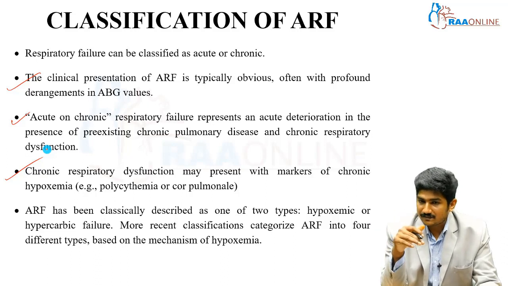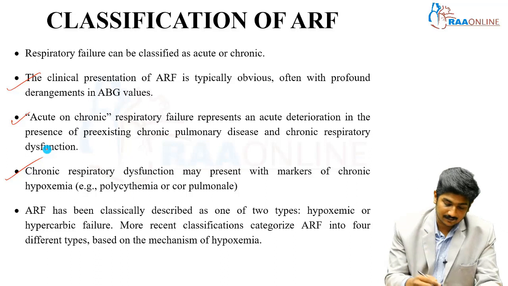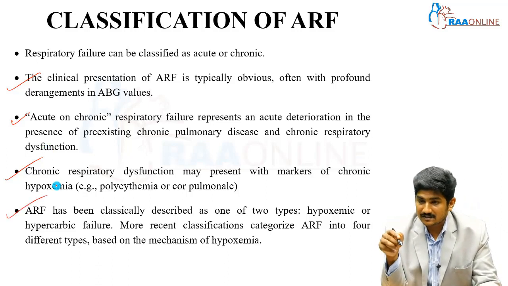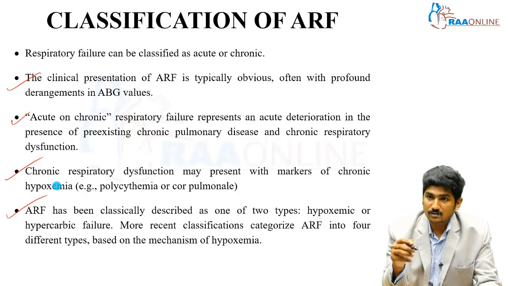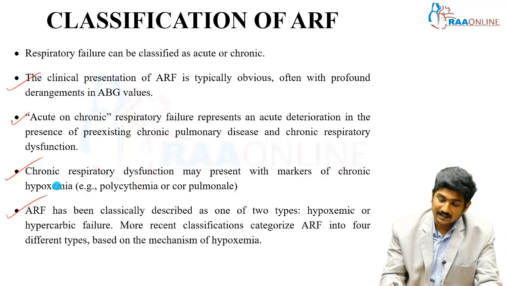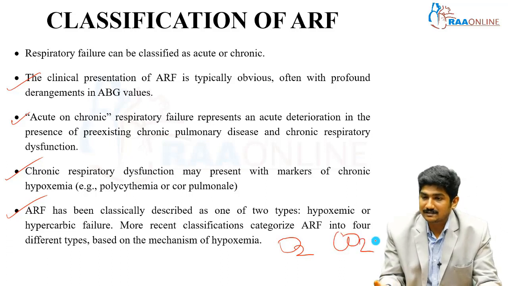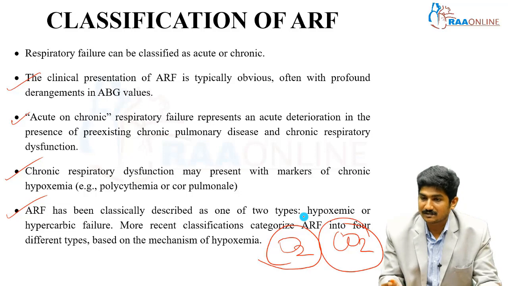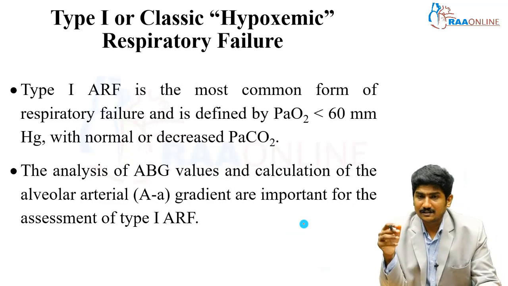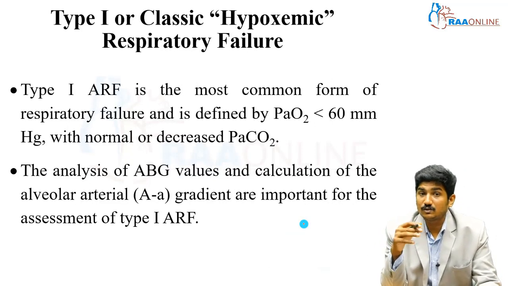So ARF has been classified as two types, hypoxemic or hypercarbic, right? More recent classifications categorize ARF into 4 different types based on mechanism of hypoxia. So now coming to the respiratory failure proper, there should be an issue with oxygen or there should be an issue with carbon dioxide primarily. Then only you call that the respiratory system has gone into failure, right? Either there should be a failure in oxygenation or there should be a failure in removal of carbon dioxide. This is why you call a patient in respiratory failure at all, right? So based on this, you can classify the acute respiratory failure into 4 types.